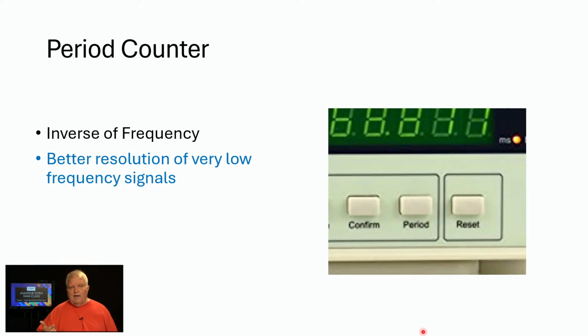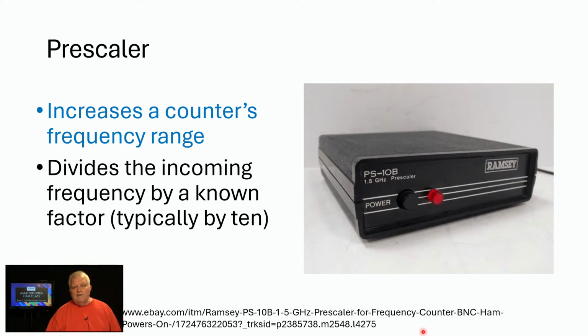Frequency counters are rated up to a certain frequency above which they're not going to be accurate. If you need to measure a frequency above that, then you can buy prescalers. Prescalers are put in between the signal that you want to measure and the frequency counter, and it is a divide-by device. It'll typically divide the frequency by a factor of 10. So it increases a counter's frequency range by the same amount.